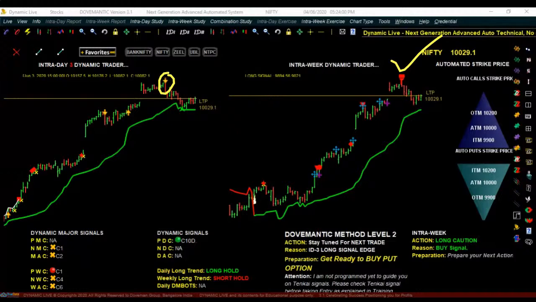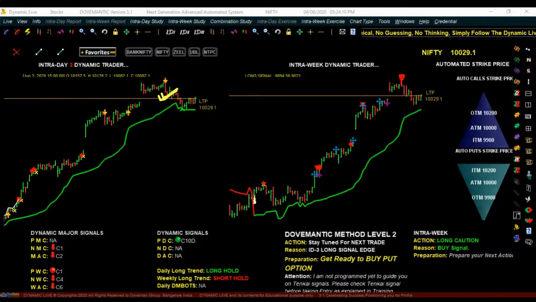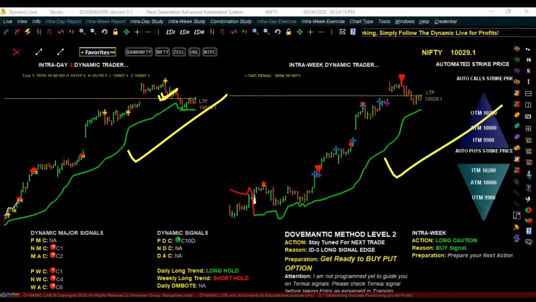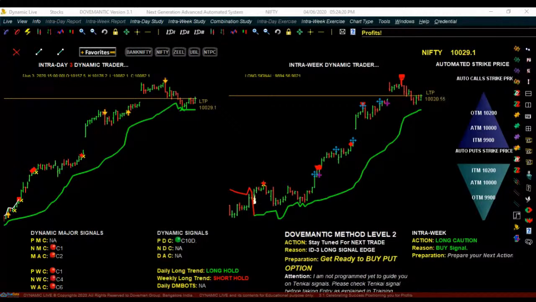Now, what will you check in Bank Nifty? In Bank Nifty, you just have to check, is there any zigzag at the bottom here? Or is there any edge point at the bottom here? The zigzag or the edge point can appear either in intraday 3 or in intra-week. It doesn't matter. In Bank Nifty, if there is a zigzag, caution, or if there is a long signal edge point at the same time, then we will avoid the trade. We will not do the trade. We will not buy this put option.